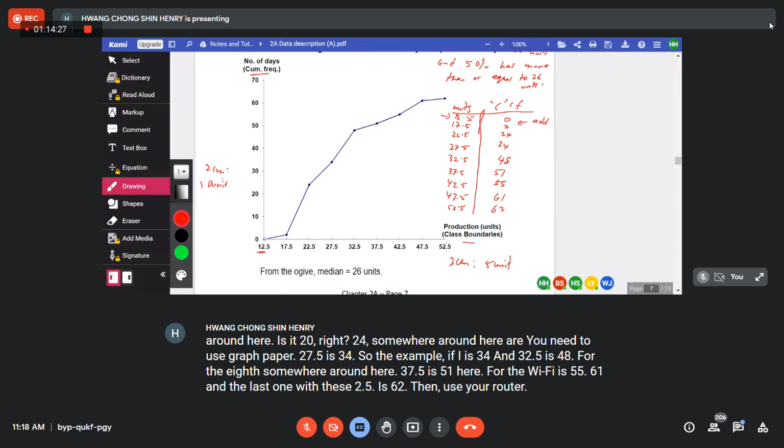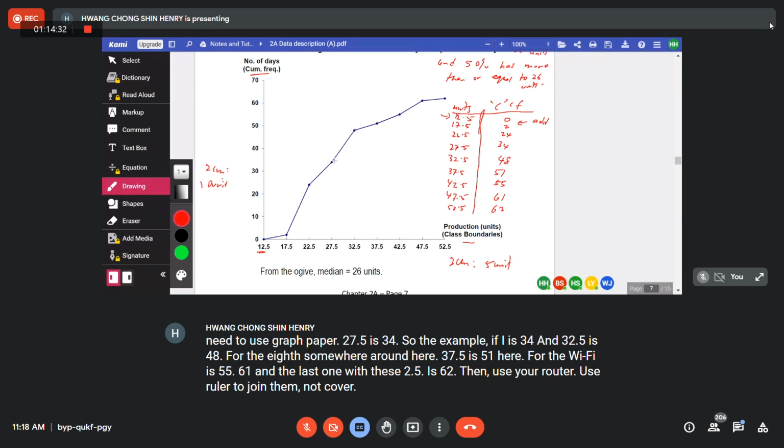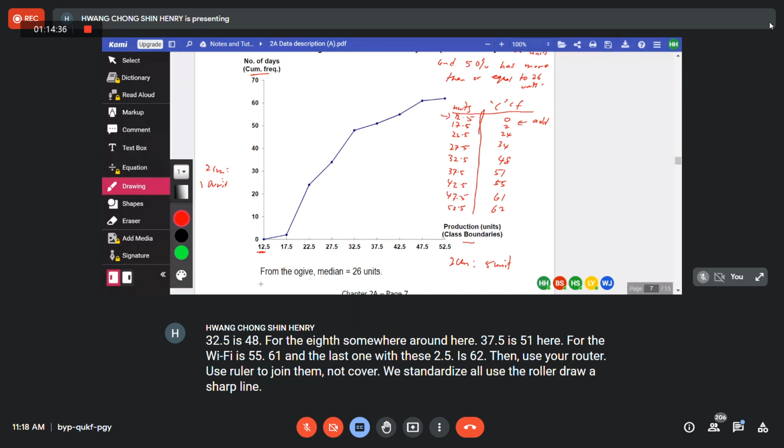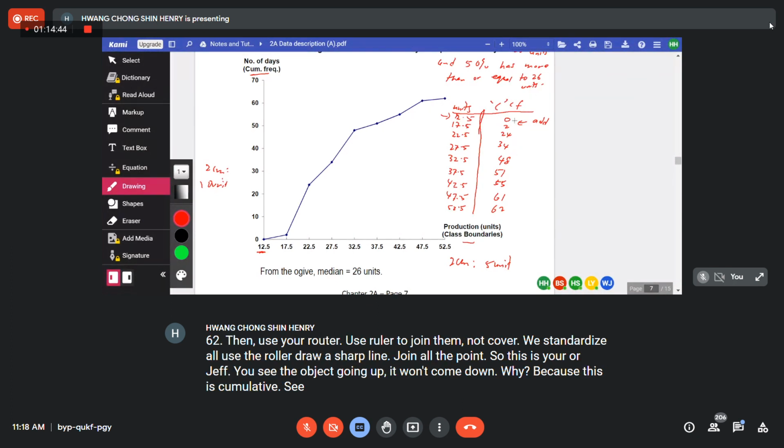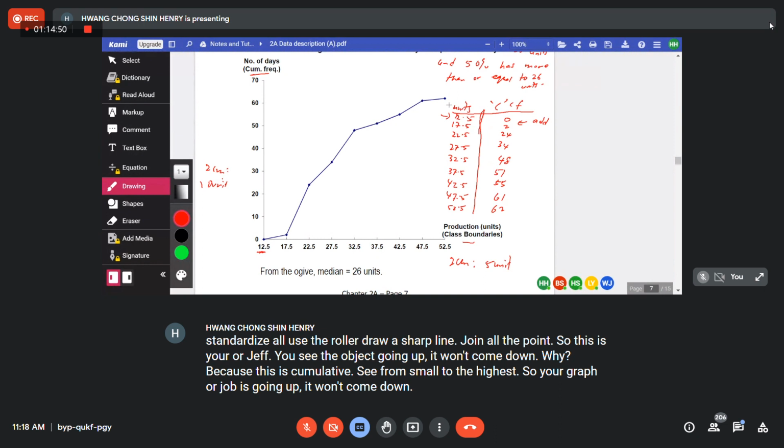Then use your ruler. Use a ruler to join them, not a curve. We standardize all, use the ruler. Draw a sharp line, join all the points. So this is your ogive. You see the ogive going up, it won't come down. Why? Because this is cumulative, from small to the highest. So your ogive graph is going up, it won't come down. Everybody take note.